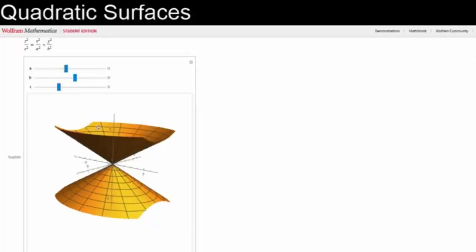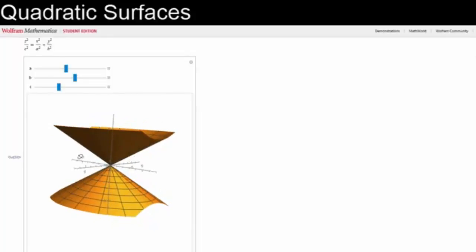The point of the cone, though, is you always have this sort of double cone here. If you only want one half of the cone, either the top part or the bottom part, you have to solve this equation for z, and when you do that, you have to take a square root. The positive square root will give you the top part, and the negative square root gives you the bottom.